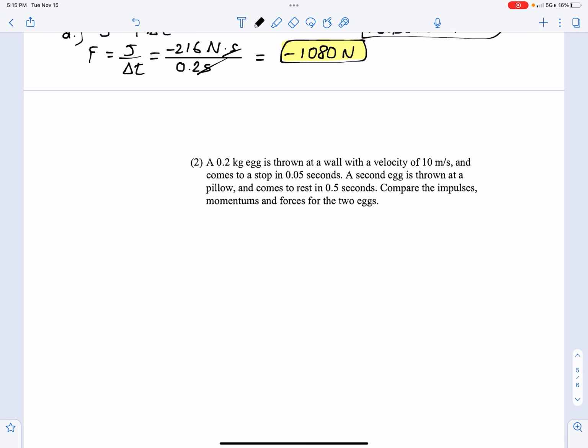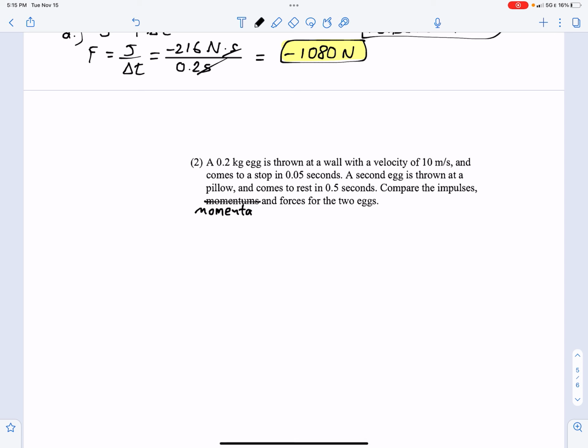Right. Example 2. A 0.2 kilogram egg is thrown at a wall with a velocity of 10 meters per second and comes to a stop in 0.05 seconds. A second egg is thrown at a pillow and comes to rest in 0.5 seconds, so greater time. Compare the impulses, momentums, that's pretty bad right there. That should be momenta. Momenta is plural for momentum. And forces for the two eggs.